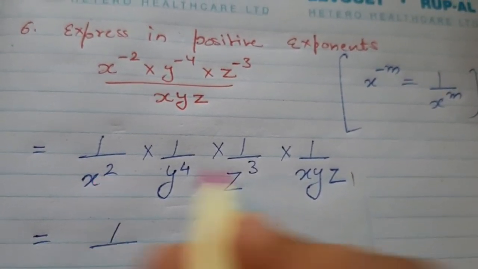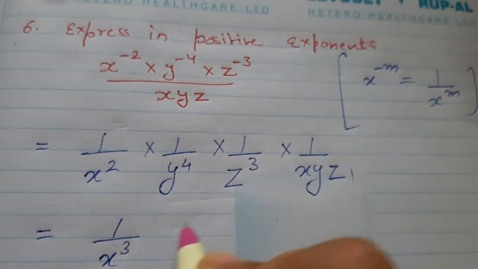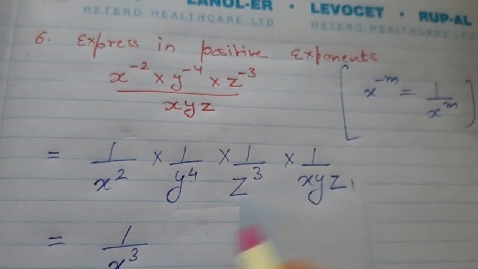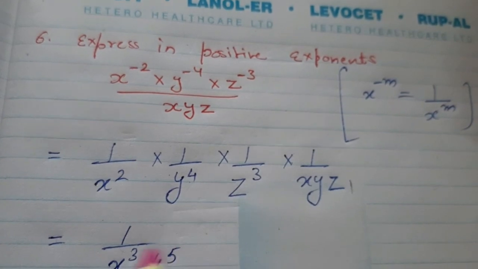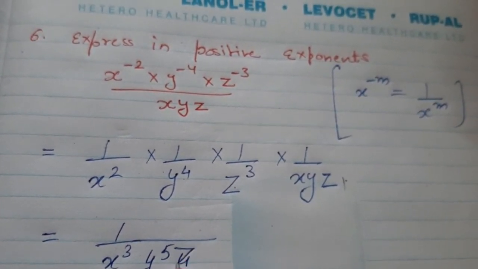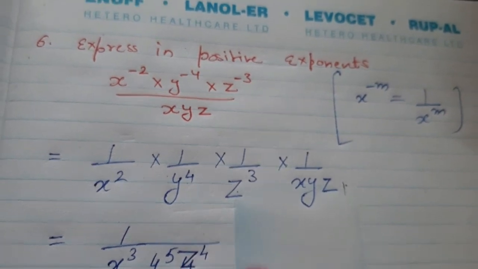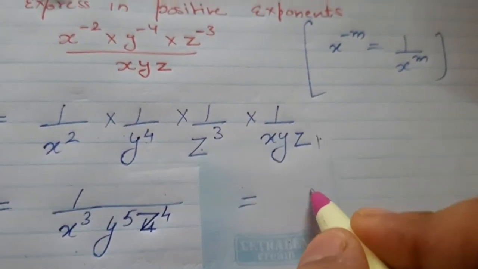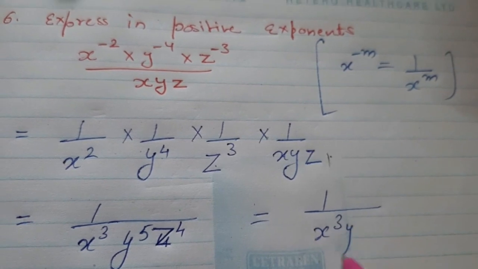It will become, here is 2, here is 1. So it will become x cube. Here is 4, here is 1. It will become 5. Here is 3, here is 1, here it will become z raised to power 4. So it can be written as 1 by x cube y5 z4.